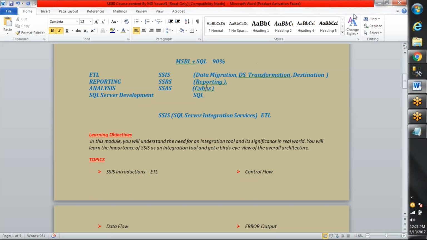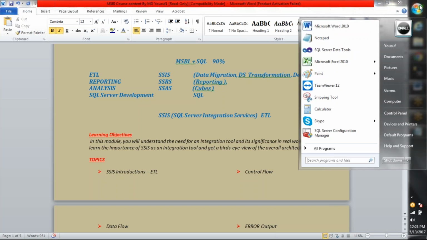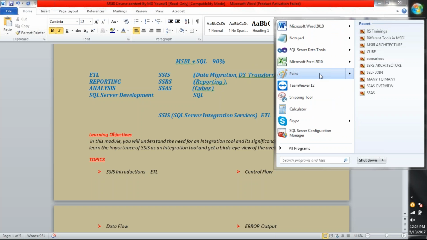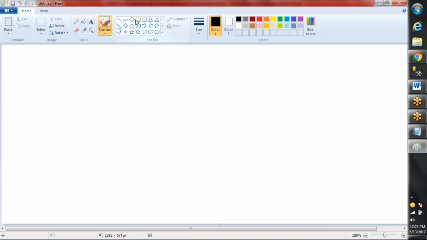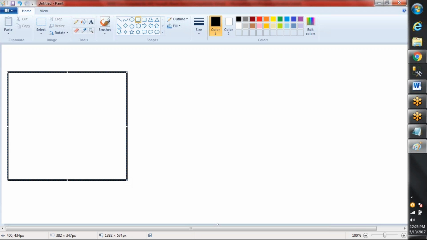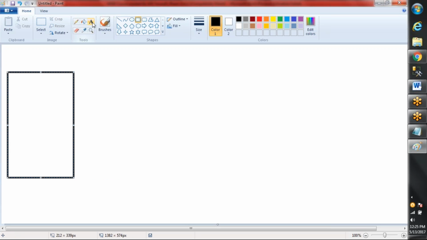Let me show you one real-time example, just a simple understanding of how and why these tools are used. So let's say there is a company and it's a retail company. Just a quick question. Yeah, go ahead.